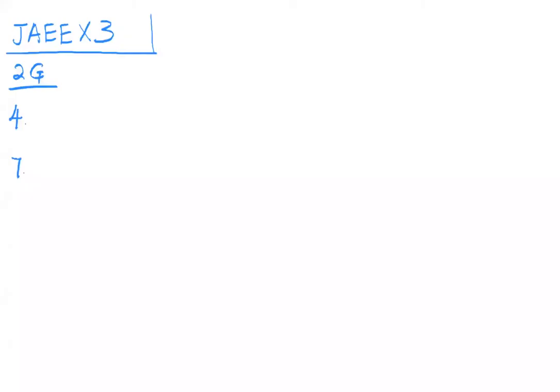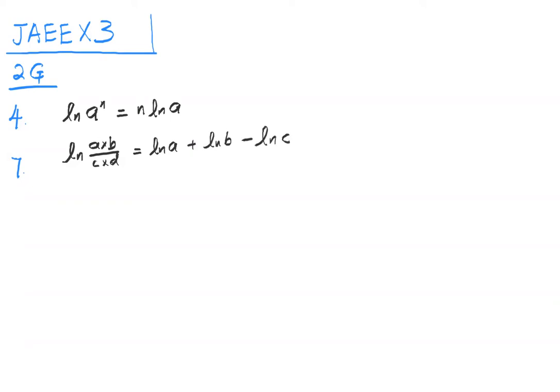Okay, so every time you see an expression with ln, remember this, please. If I have ln a to the power n, then I will write it as n ln a, correct? If I have ln of a times b over c times d, I break it up. Are you clear? You have to do this first.